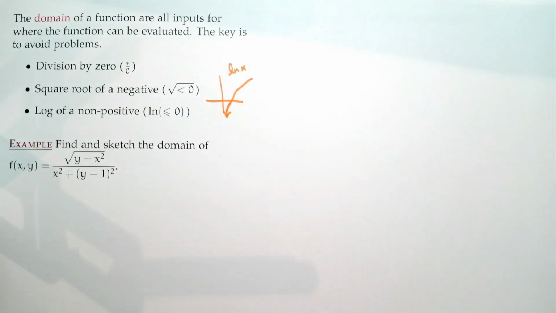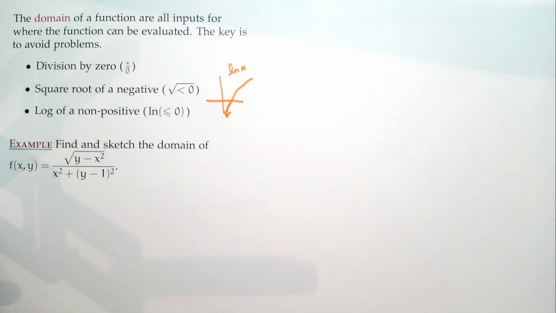All right. So if we want to find the domain, basically the thing is avoid the problems. So if we can avoid the problems, life is good. So we're going to find and sketch the domain of a function. So here's our function. F of x,y is the square root of y minus x squared divided by x squared plus, in parentheses, and parentheses are important, make sure you pay attention to parentheses, y minus 1 squared. Okay, so we need to avoid problems. The problems will tell us restrictions. What are some things we should be careful of?